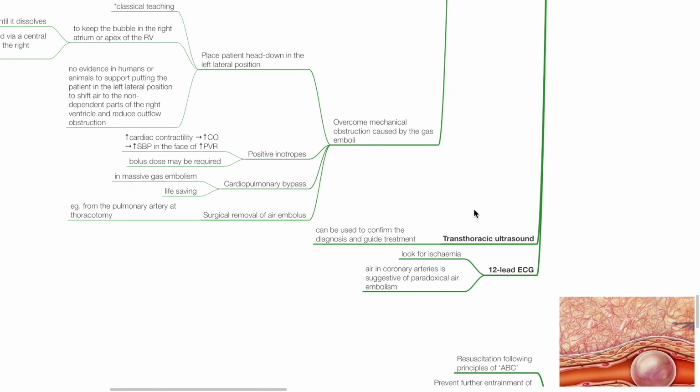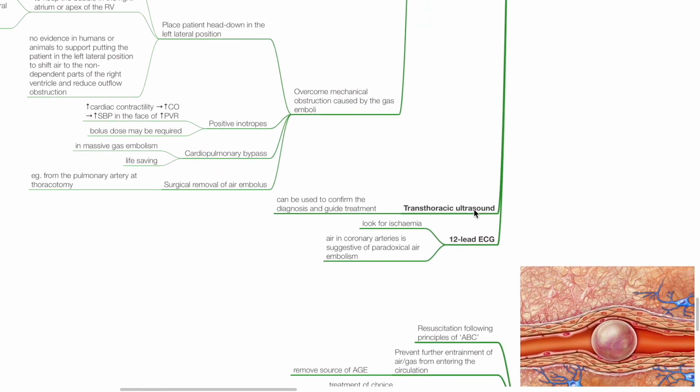Transthoracic ultrasound can be used to confirm the diagnosis and guide treatment. Perform 12-lead ECG to look for ischemia. Air in coronary arteries is suggestive of paradoxical air embolism.